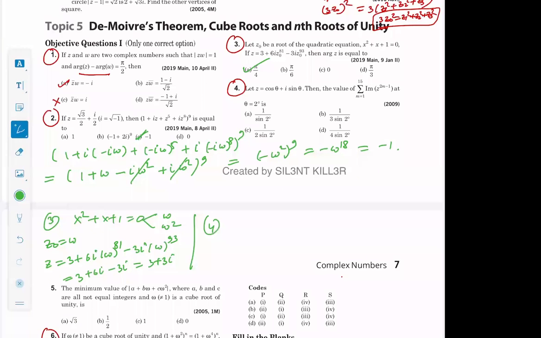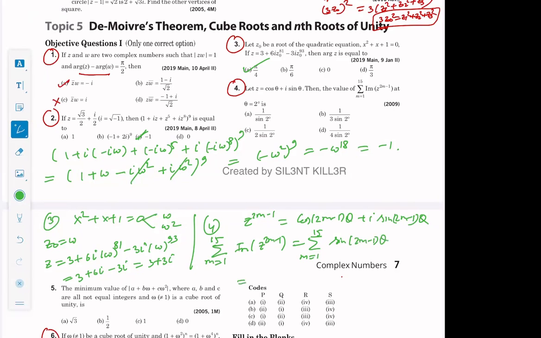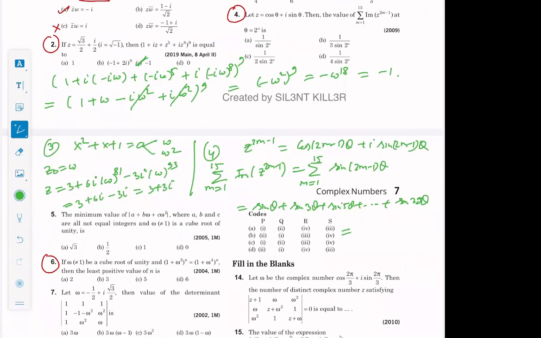Fourth one, z to the power 2m minus 1 would be cos (2m minus 1) theta plus i sin (2m minus 1) theta. So what is the sigma, m equal to 1 to 15, of the imaginary part of z to the power 2m minus 1? This must be equal to sin (2m minus 1) theta. So if you expand this, you will get sin theta, sin 3 theta, sin 5 theta, up to sin 29 theta. So basically you have a trigonometric series.